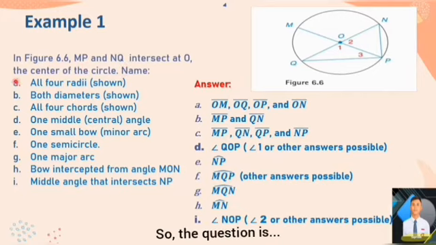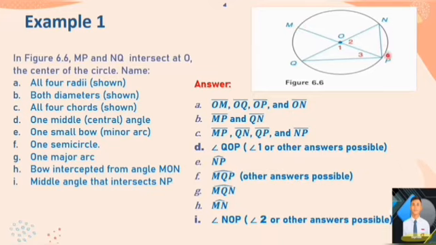So the question is shown already. In figure 6.6, you can see the radii are OM, OQ, OP, and ON. The second is both diameters, and in figure 6.6 the diameters are MP and QN. The next asks for all four chords, and in figure 6.6 the chords are MP, QN, QP, and NP.